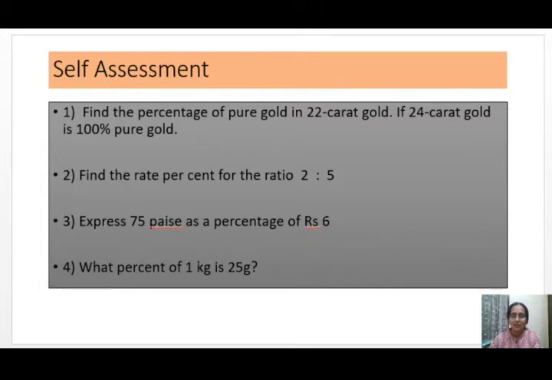Now what percent of 1 kg is 25 gram? Now here also be careful, just observe the unit, make the units equal, convert it into gram, then get the percent.